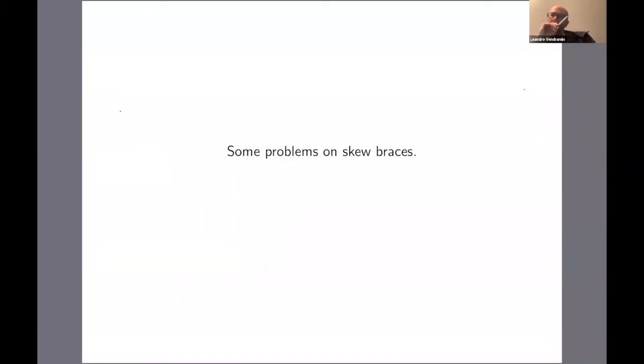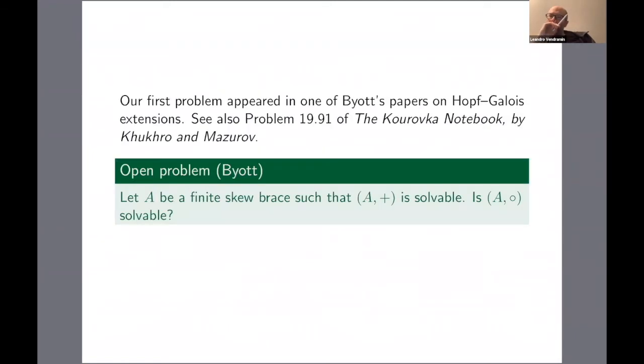So let me mention some open problems on skew braces. The first one appears in the theory of Hopf-Galois extensions. The idea is somehow easy. You have a skew brace, which means that you have a set with two group structures, and then you want to see how these two structures are connected. So the first problem is the following. Suppose that you have a finite skew brace and the additive group is solvable. Is it true that the multiplicative group is solvable? Well, this is still open. We don't know the answer, and it seems to be quite hard.